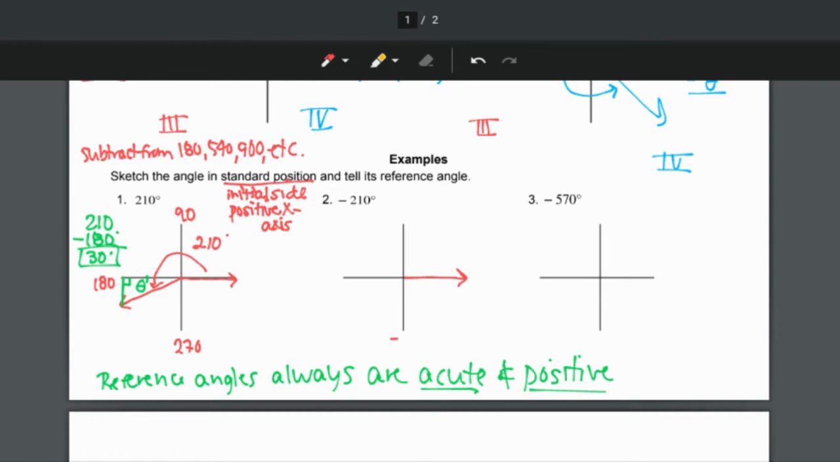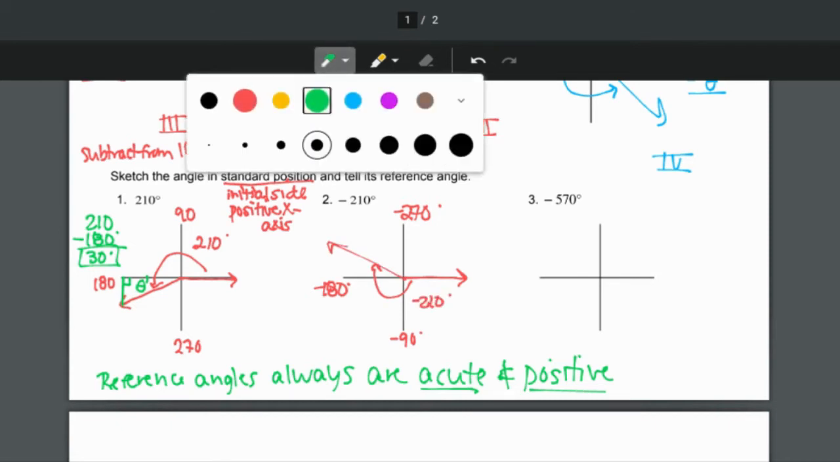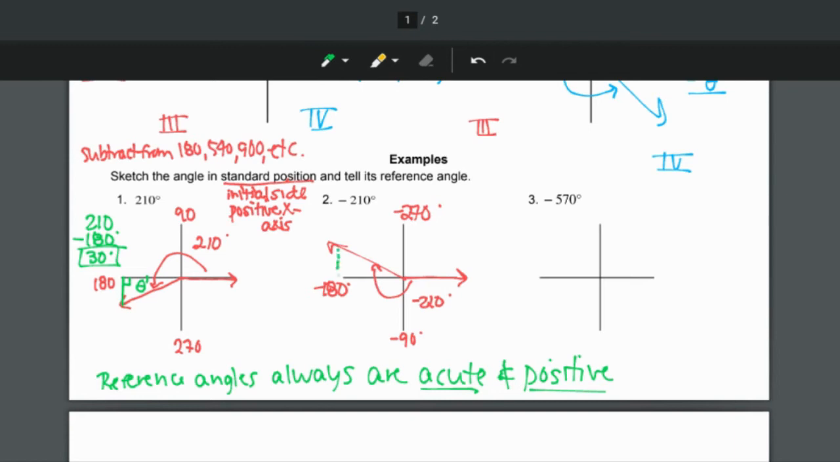This next one, they want us to create a negative 210 degree angle, so we are going to go negative 90, negative 180, but not as far as negative 270 degrees. So we are going to go a little bit past 180. And we need to figure out, well, what is the reference angle, which is the angle inside the right triangle that's created by drawing a perpendicular to the x-axis.